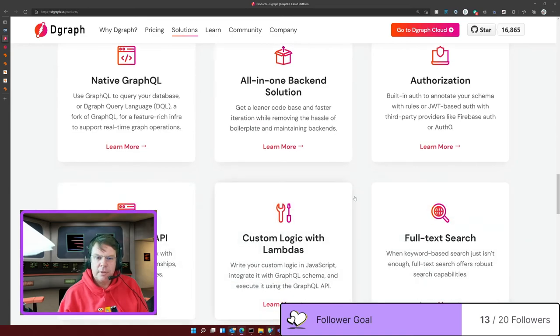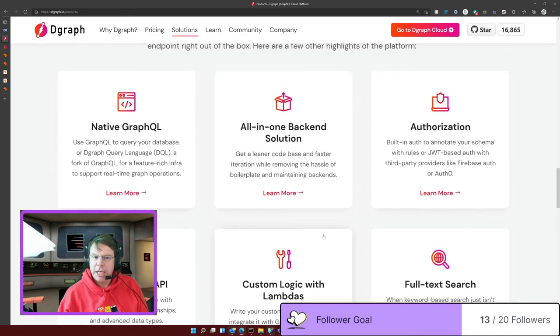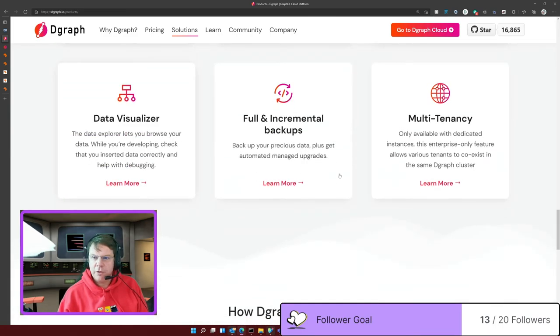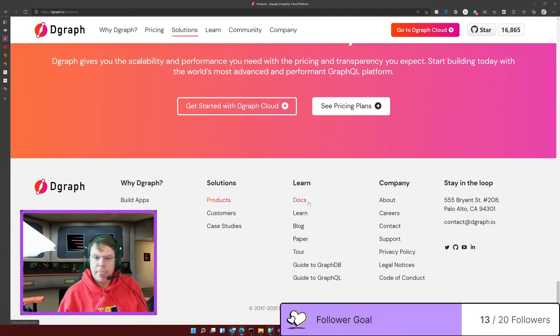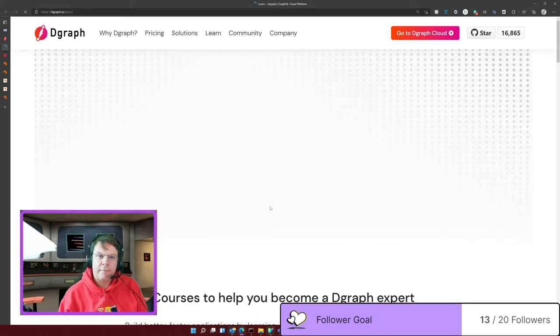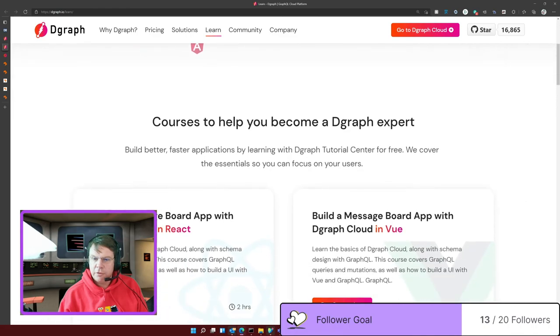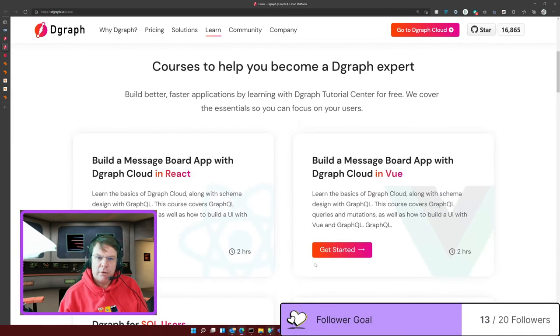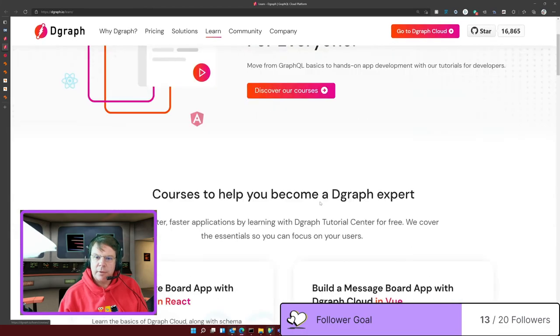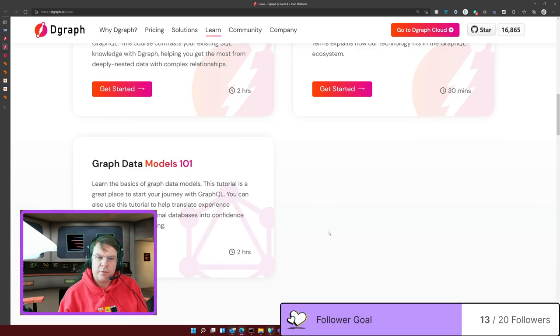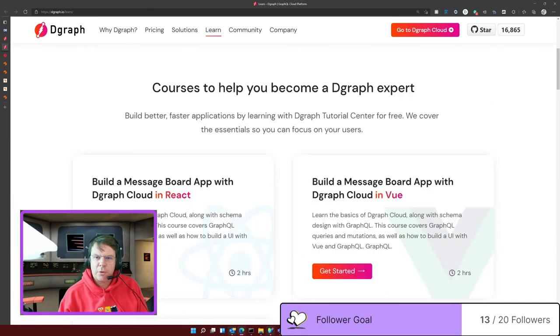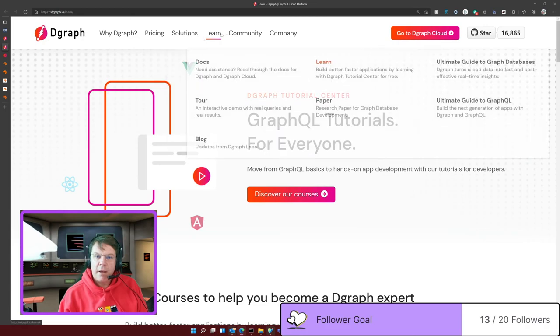Packed with features. Custom logic with Lambdas. Write your custom logic with JavaScript and your schema. Okay. I guess that's fine. It's fine. Auth. Need a visual. They've got a visualizer. That's fine. So show me something about how this actually works under the covers, if you don't mind. Just real quick, I want to see. Show me something about how to just query. I'm not a SQL user. Okay, oh, it's a 2-hour course. I don't want that. Get me out of there. Give me the docs. There we go.